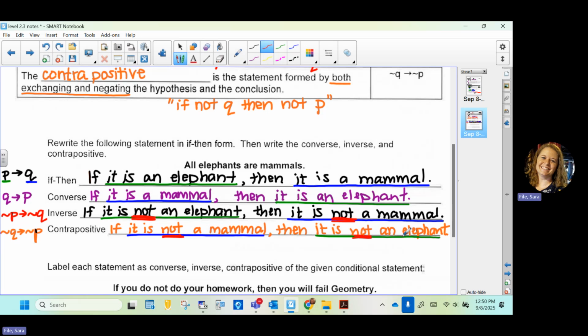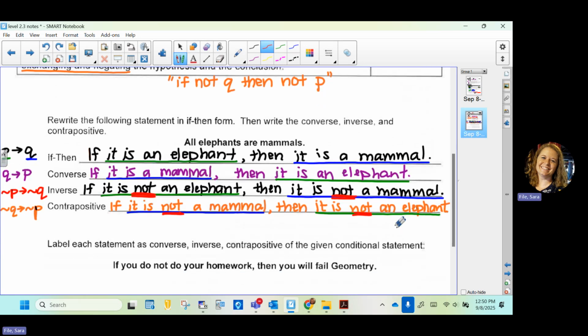Notice that one is true again. So we had true, false, false, true. Okay. So I want you to notice that it's not always going to keep its truth value.